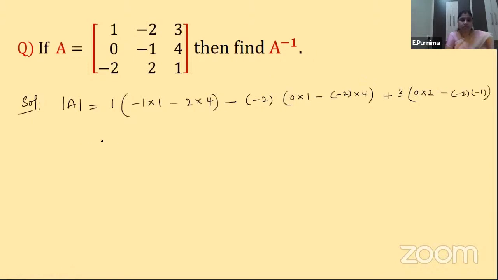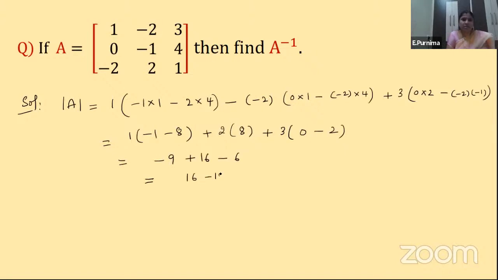Now which is equal to 1 into minus 1 minus 8, minus into minus is plus 2 into 0 minus, into minus is plus 8. Plus 3 into 0, into minus is plus, into minus is minus, so it is 2 ones are 2. Now which is equal to minus 1 minus 8 is minus 9, plus 16, minus 6. So minus 9 minus 6 is minus 15. So 16 minus 15 is equal to how much, children? 1. So which is not equal to 0.